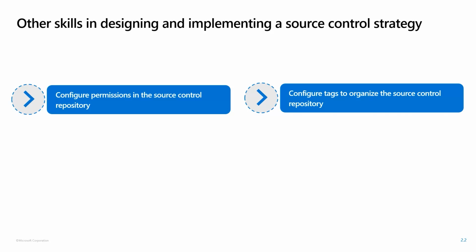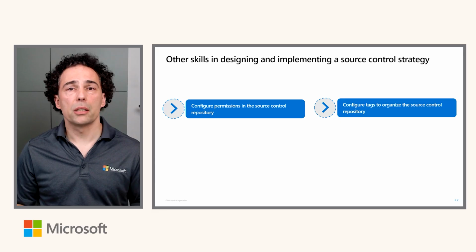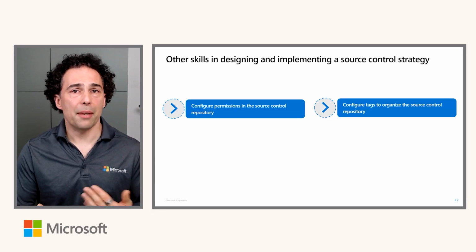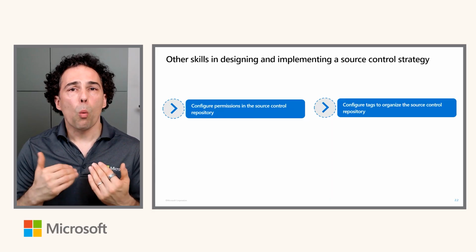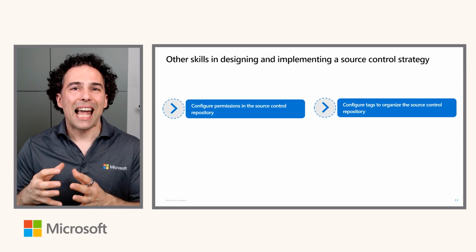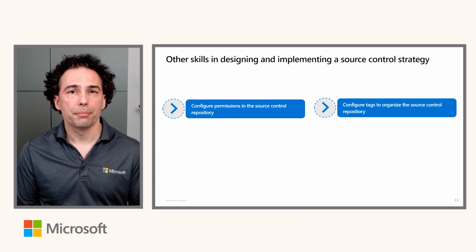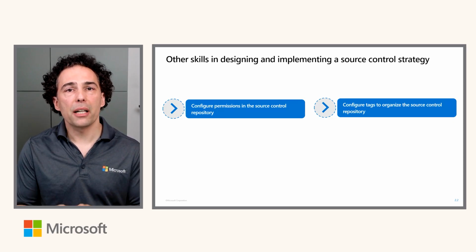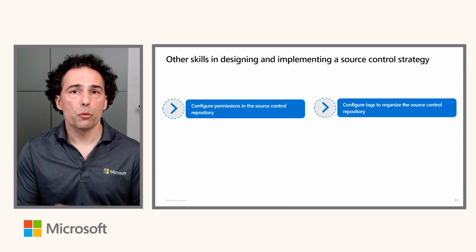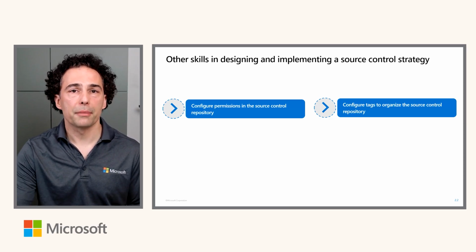Other skills from the group around configure permissions in the source control repository. Know that by default, members of the project contributors group have permission to contribute to a repository. This includes the ability to create branches, create tags, and manage notes. Be well versed in creating groups and adding or inviting users to your organizations and projects. And remember that you can configure a more granular set of permissions for each repository in your project.